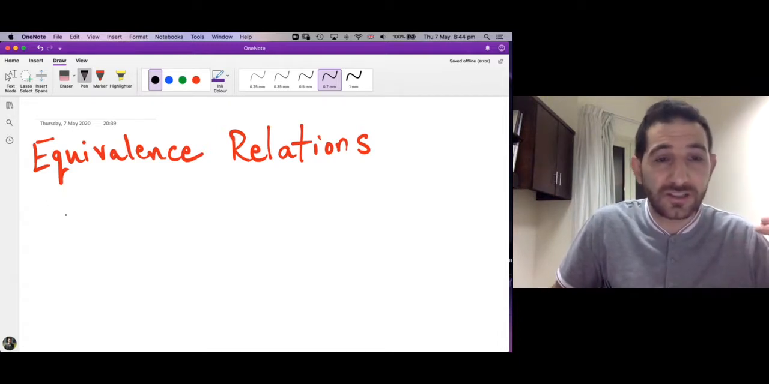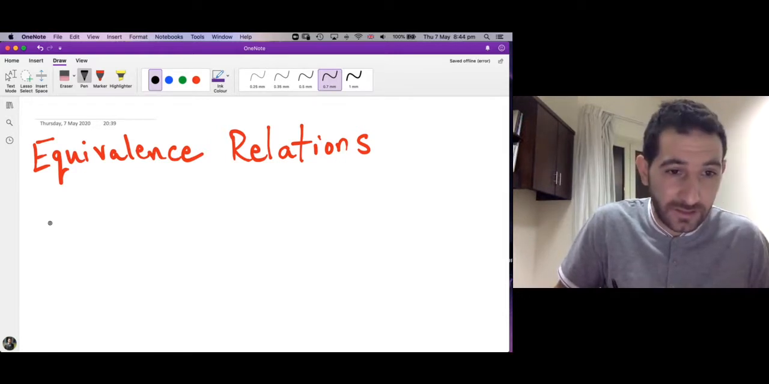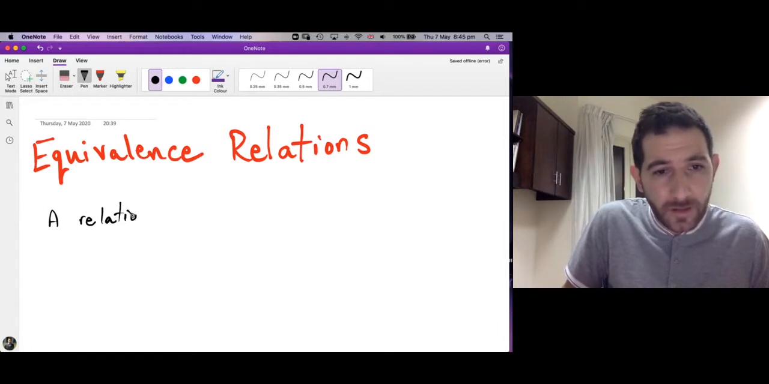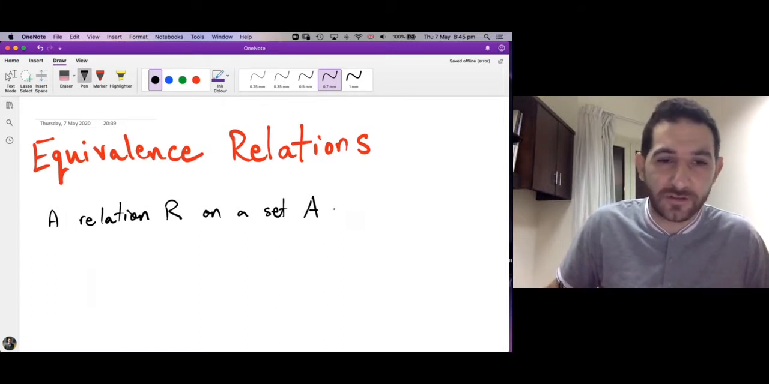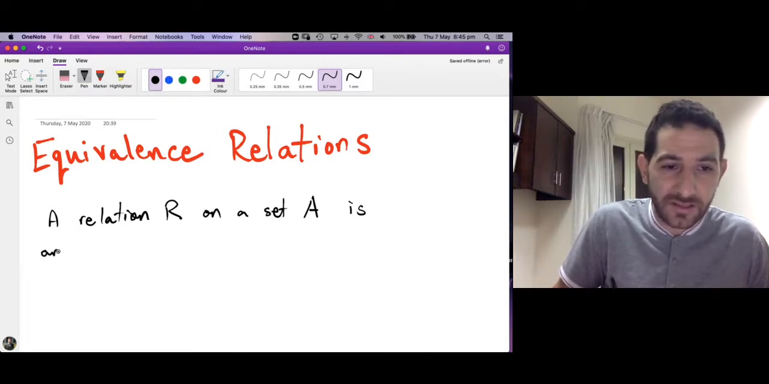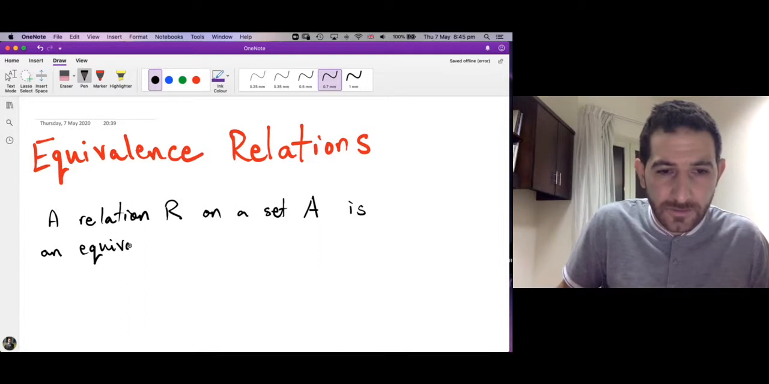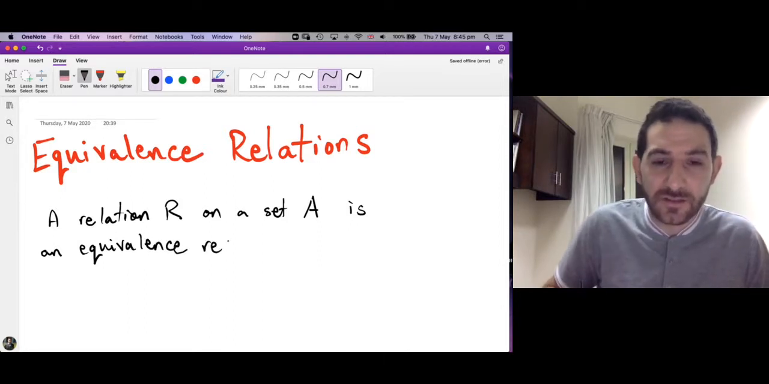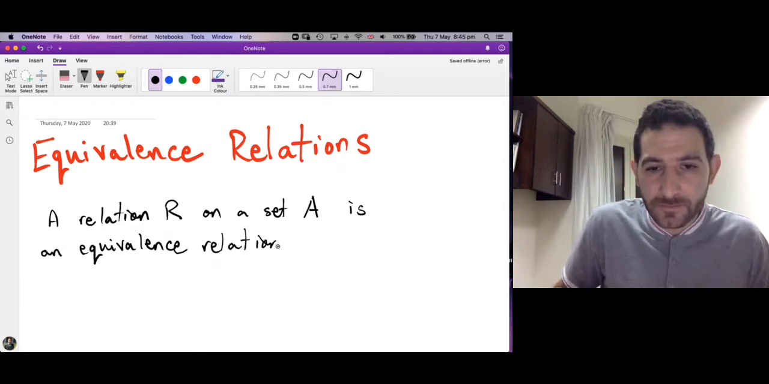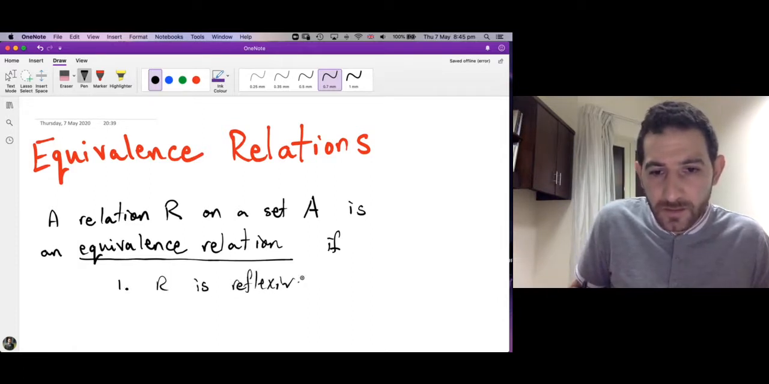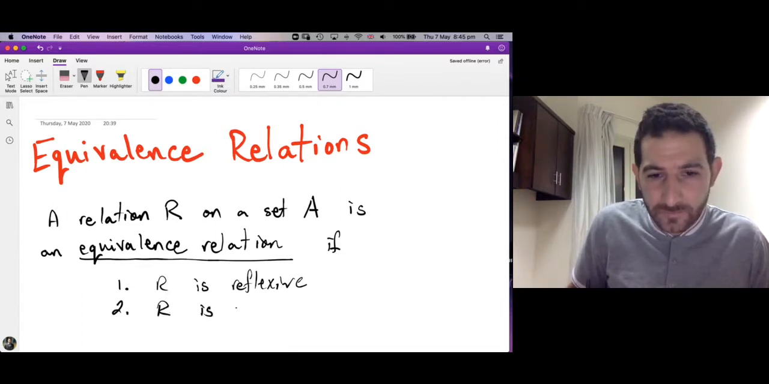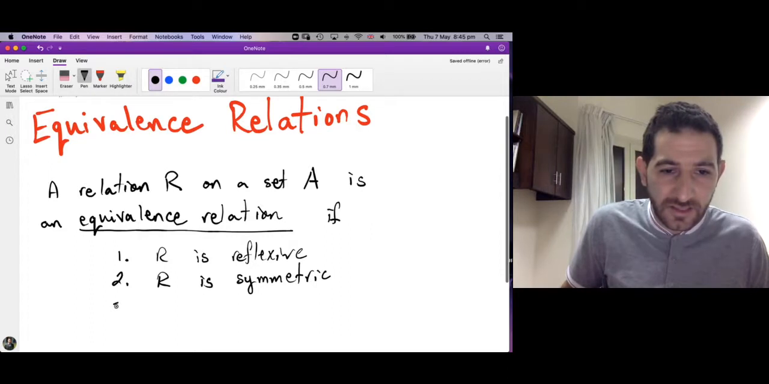So first we want to talk about relations on a set A. Okay, so let a relation R on a set A. So remember, a relation on A is a subset of A cross A, is called an equivalence relation if it satisfies three properties. It's called an equivalence relation if 1, R is reflexive, 2, R is symmetric, and 3, R is transitive.